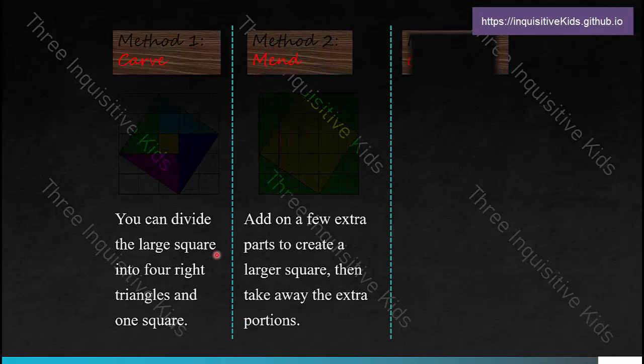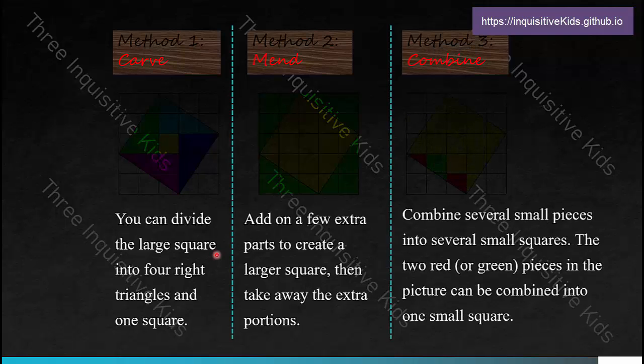So you can divide the large square into 4 right triangles and 1 square. And so that's carving. You can divide the larger square into 4 right triangles and 1 square. Another way is you can add on a few extra parts to create a full larger square, then take away the extra portions that you added on.